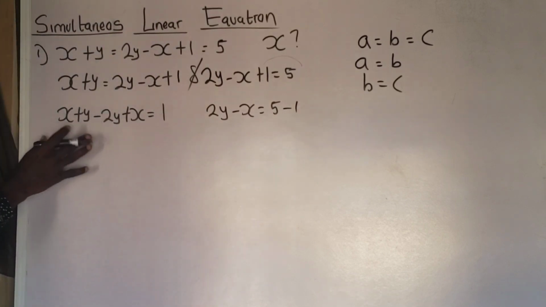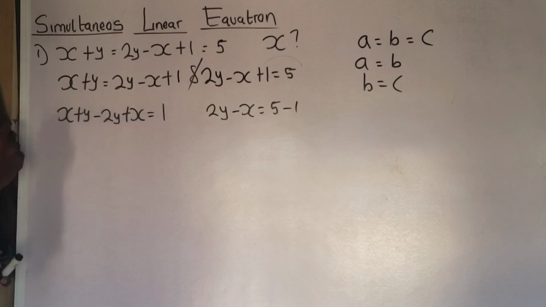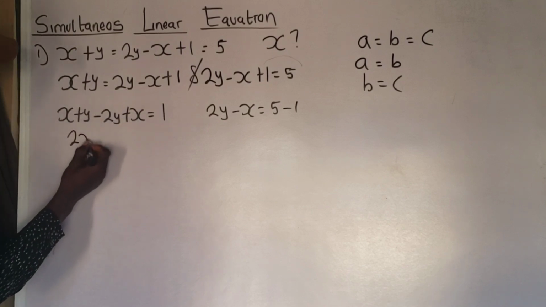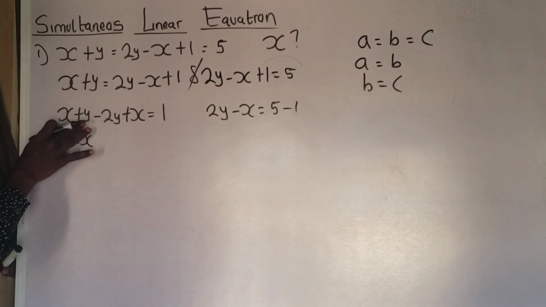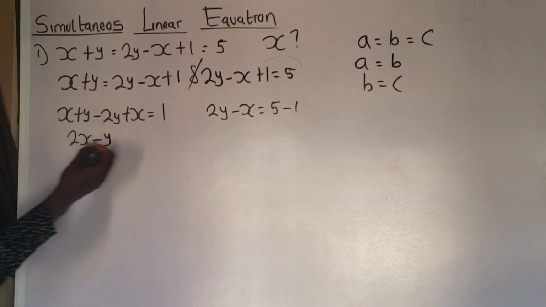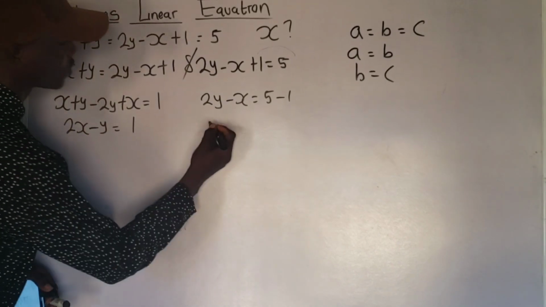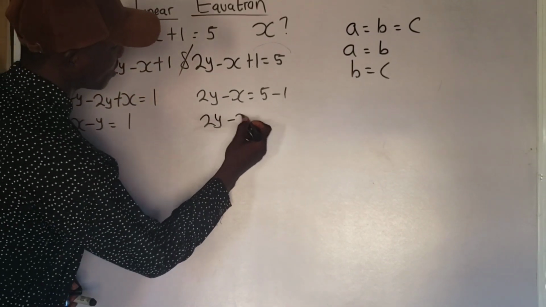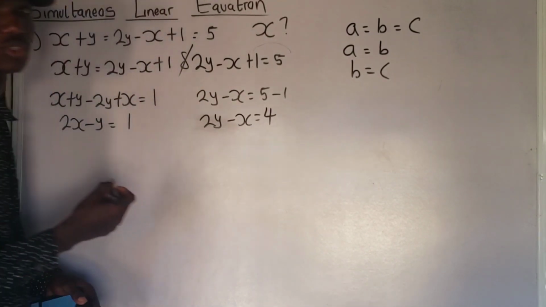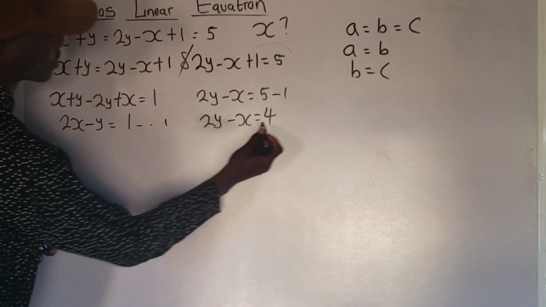Now, let's go back to the first one. I have x plus x. x plus x is 2x. So I'm going to have 2x, plus y, negative 2y. That will be what? Negative y. So equals 1. Now, for the other equation, we are going to have 2y minus x equals 4. Now, we have gotten to this point. Let us call this equation 1, and let us call this equation 2.